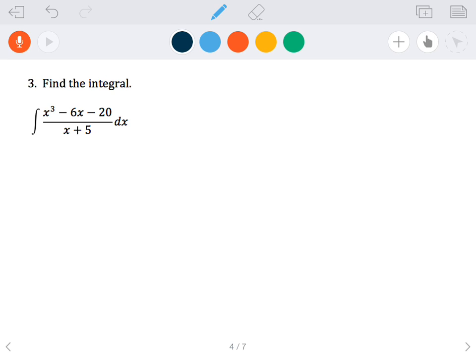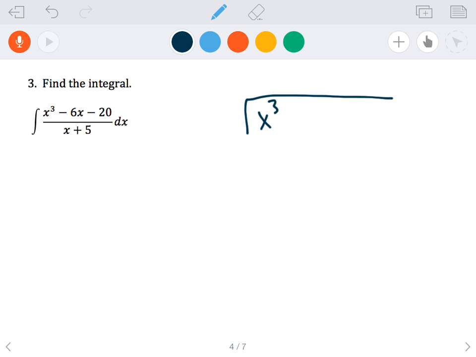For example, find the integral of this polynomial over x plus 5. There's no way that the numerator is the derivative of x plus 5. So what we can do is we can simplify this problem by doing long division first. So just like we would rewrite natural logs before we would take the derivative, we can rewrite division problems before we try to take the integral. So let's do some classic long division.